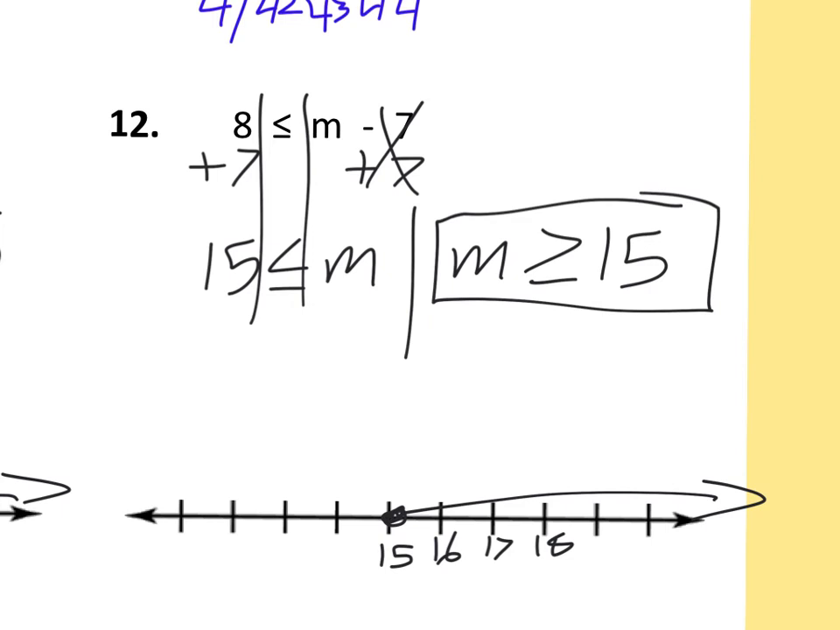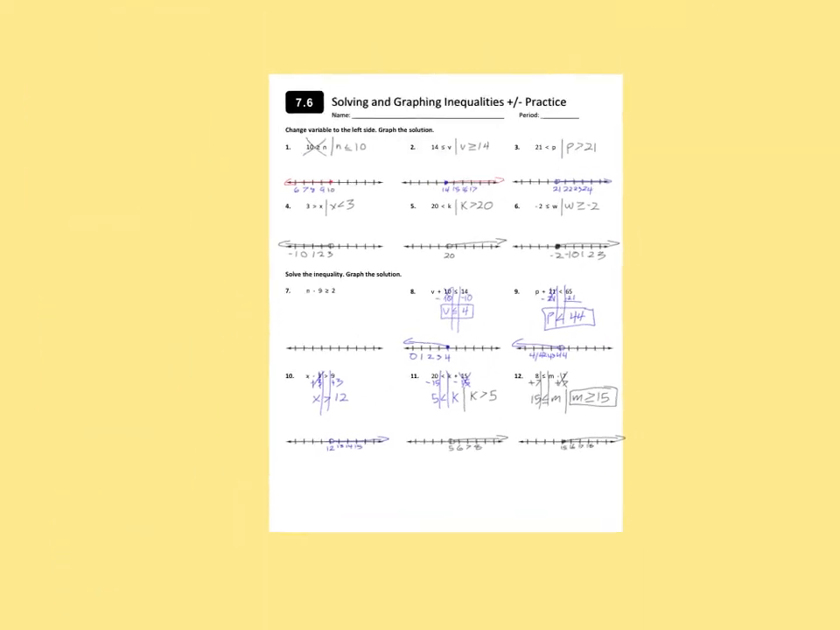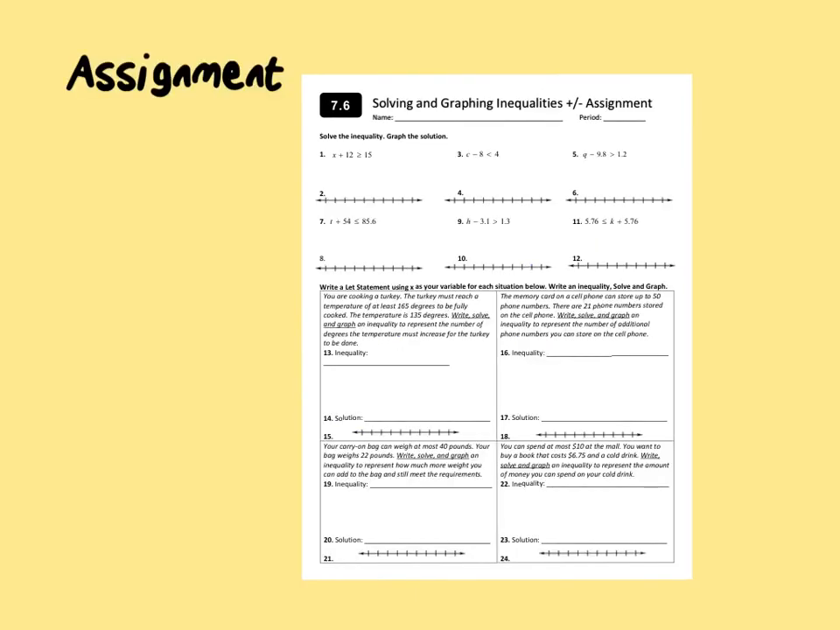All right, let's see if there's any other questions on here to do. No, we got that done. So let's look at the assignment for today. All right, guys, I'm looking at your assignment here. 1 through 12 looks pretty self-explanatory, stuff that we've been doing in the notes.